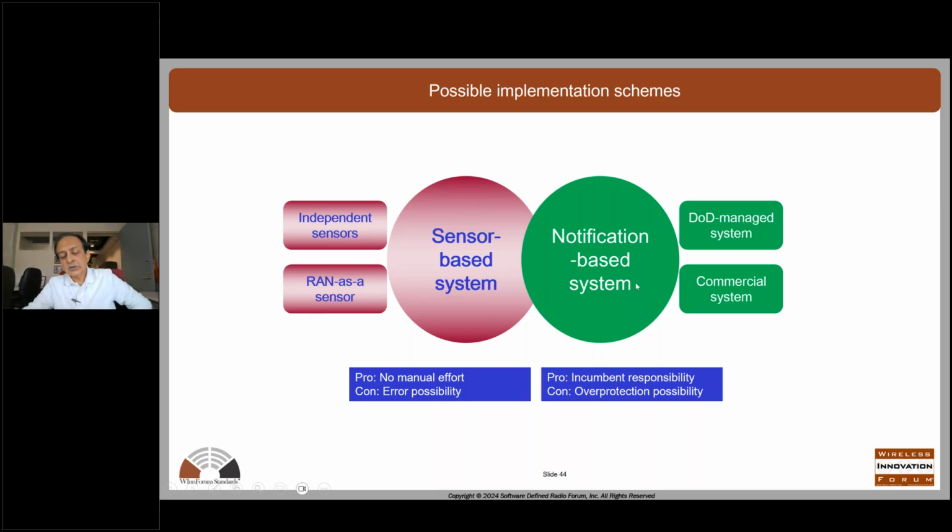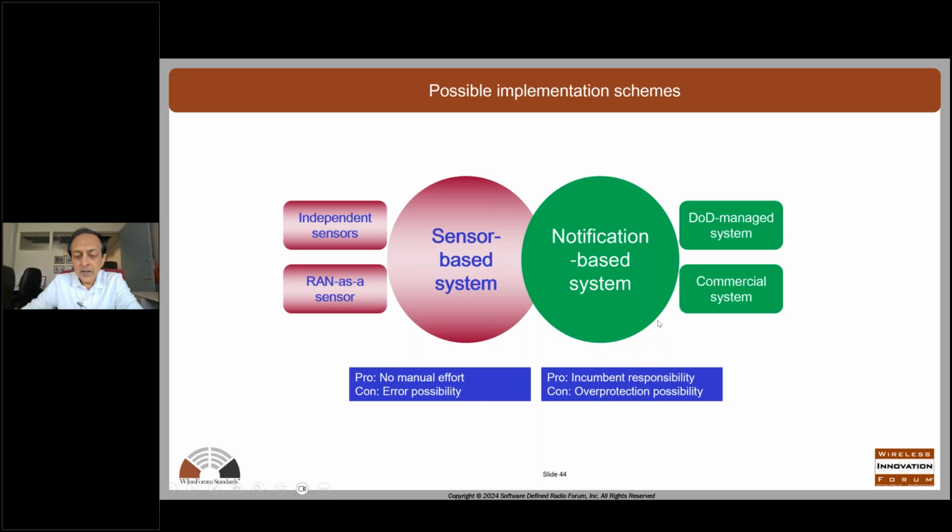The other possibility, again, these are non-exclusive, they could be existing in conjunction with it, is a notification-based system. And this notification-based system could be a DoD managed system like the TARDIS 3, for example, that you have in CBRS, or it could be a fully commercially managed system externally. Whether it satisfies DoD's purpose of mission security or not, those have to be identified. But there are obviously benefits of having a commercial system as well.